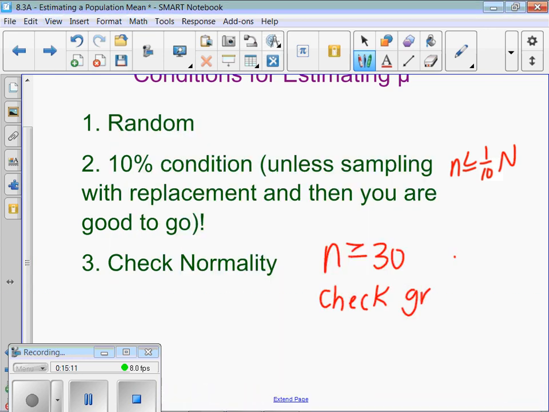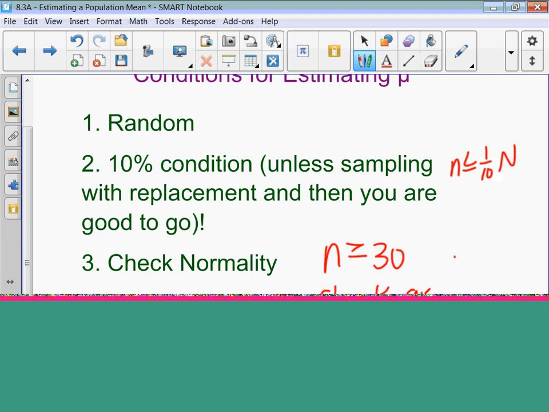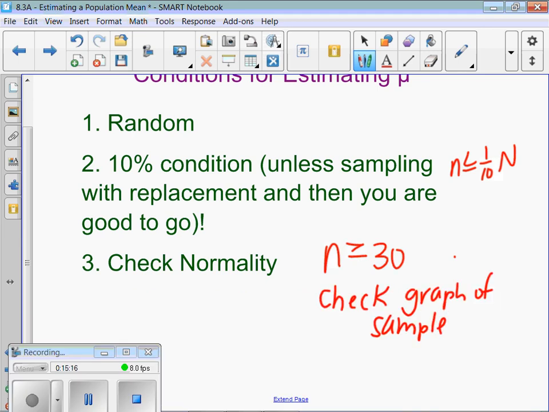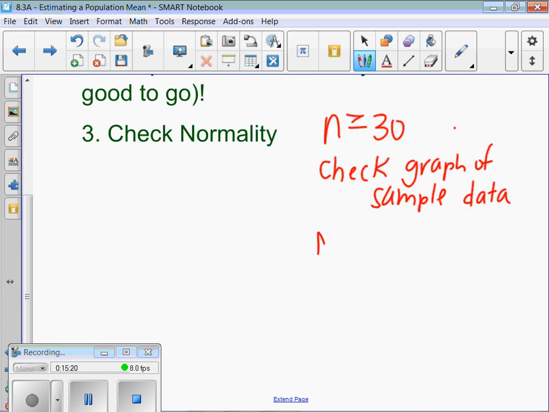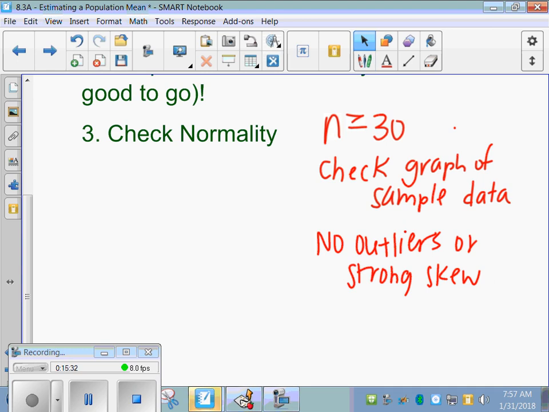All right, check graph of your sample data. Okay, if you have no outliers or strong skew, you're allowed to have a little bit of skew. Okay, no outliers or strong skew, then you can still say it's normal, all right? As long as there's no outliers or strong skew, even if you don't have greater than 30.